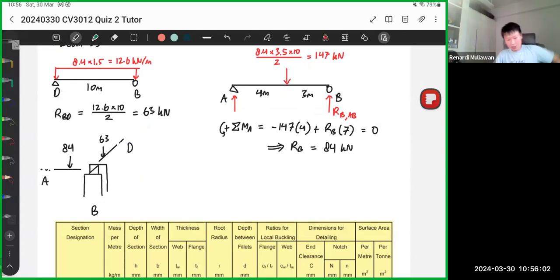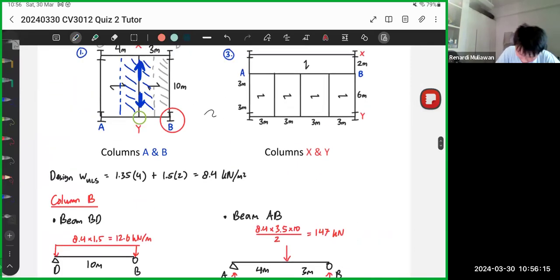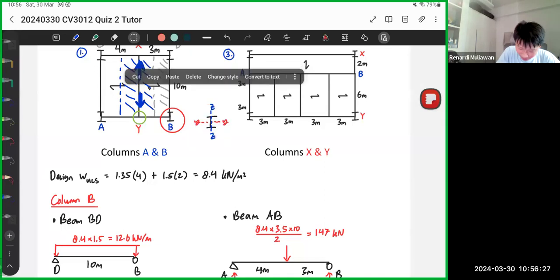So this one is clear, right? If you look at this, this one is YY, then this one is ZZ. Again, if you look at this top view, the beam looks like this, right? So this one is YY, this one is ZZ. So practice the YY and the ZZ thing.